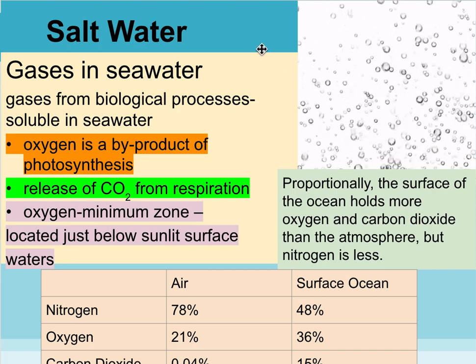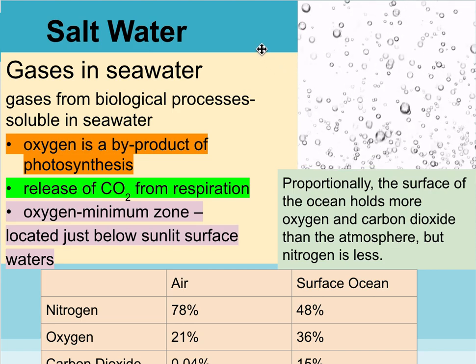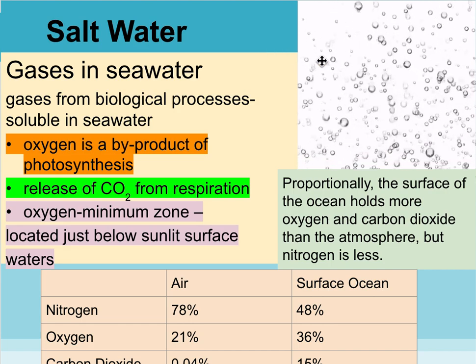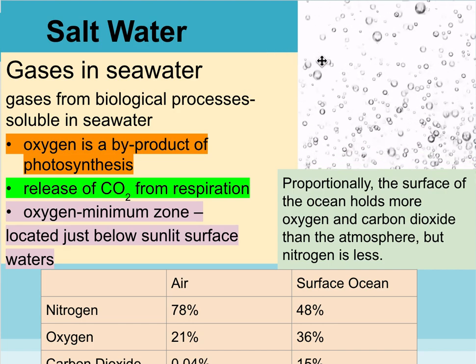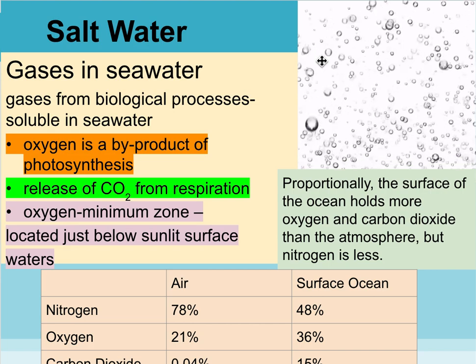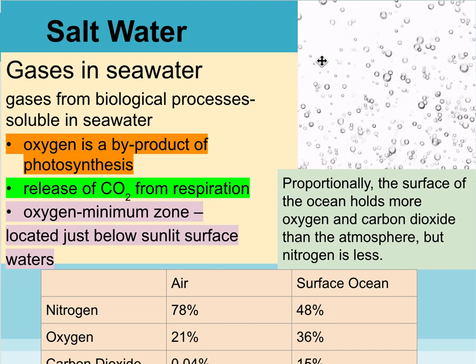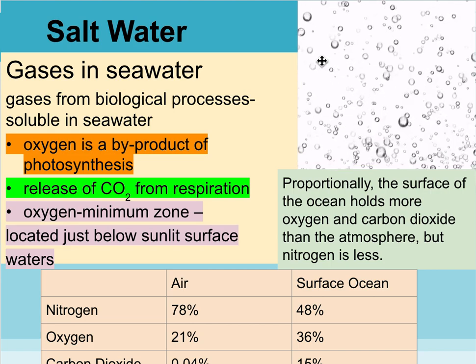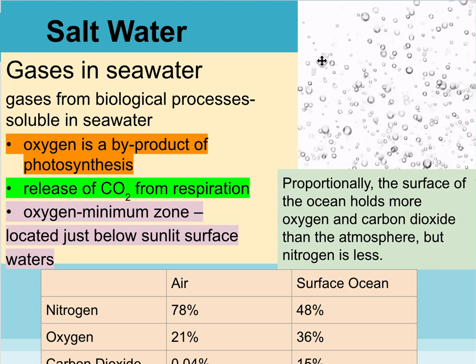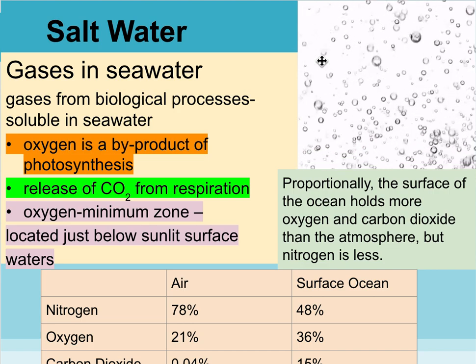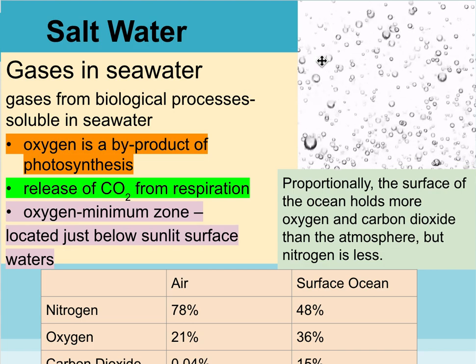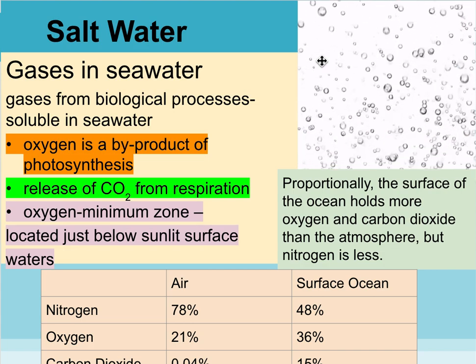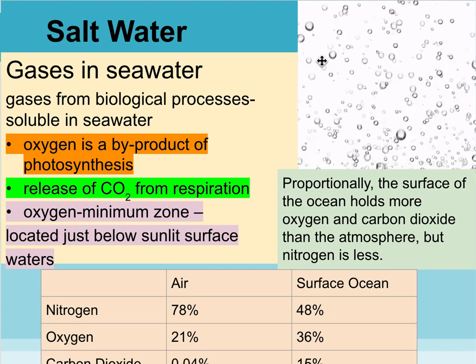So interesting with salt water, there's different gases that dissolve into the water and fit in between the water molecules. Oxygen is something that's given off by plants in photosynthesis, and CO2 is from things that respirate or breathe out. Carbon dioxide is a byproduct of respiration.